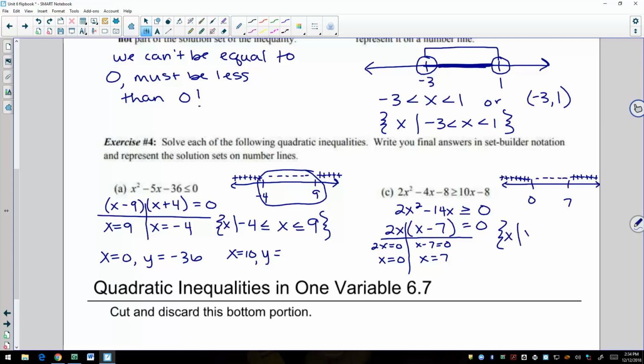You want all of the x's that are less than or equal to 0 union with all of the x's that are greater than or equal to 7. So there are two situations. If you plugged in anything in between 0 and 7, you're going to get a negative number, and that would make this untrue because we know a negative number is not bigger than or equal to 0. And that is it for lesson 7.